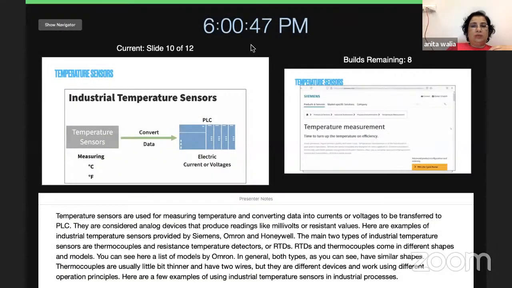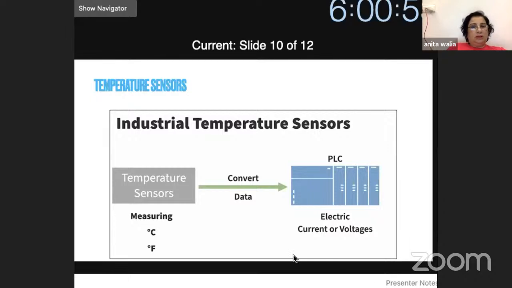So let us look into the other kinds of sensors also, students.